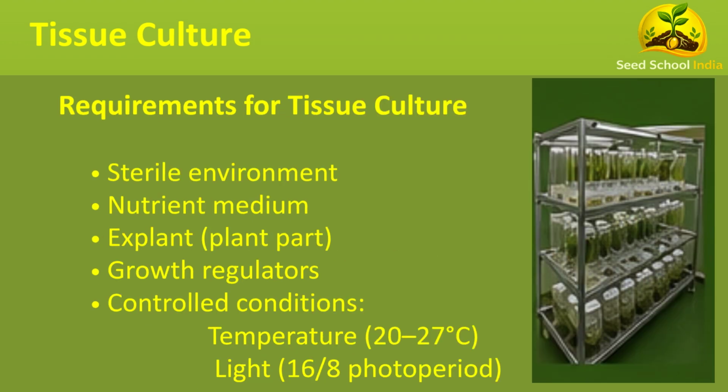To successfully perform tissue culture, we need several key components. 1. A sterile environment to avoid contamination. 2. A nutrient-rich culture medium. 3. A suitable explant. 4. Growth regulators such as auxins and cytokinins. 5. Controlled temperature, light, and humidity. Even a small mistake in any of these factors can lead to failure.